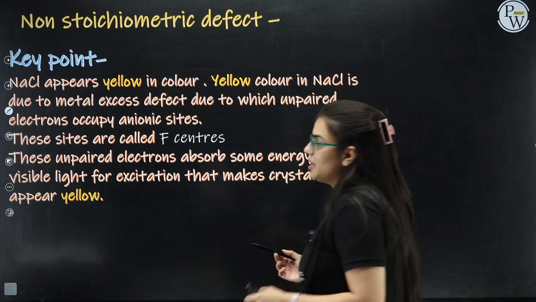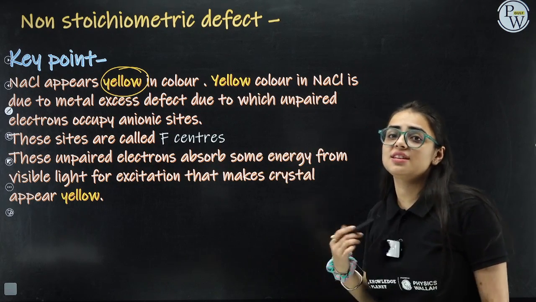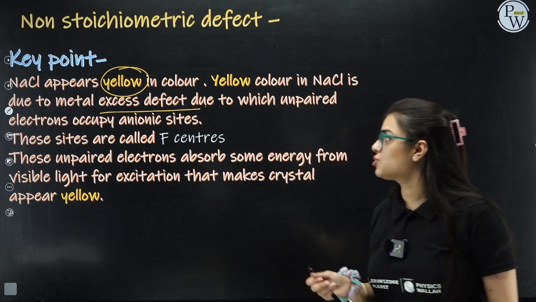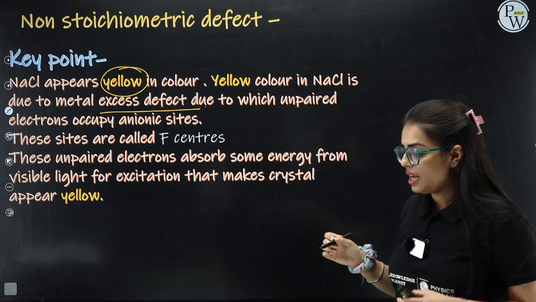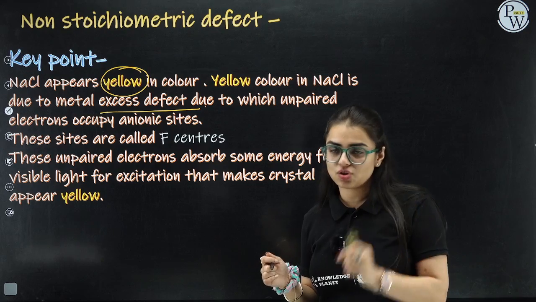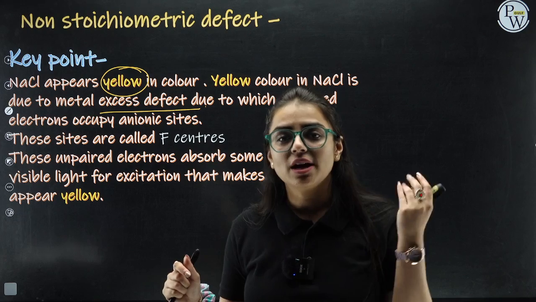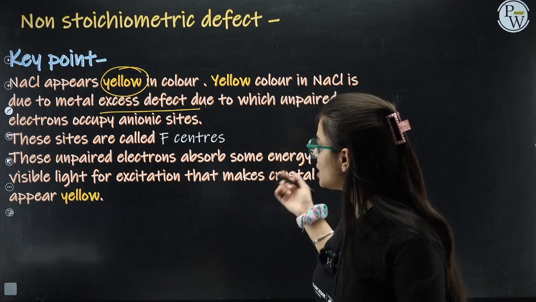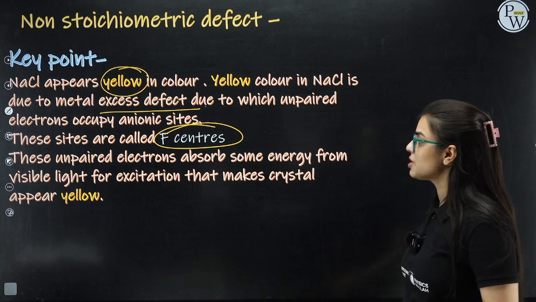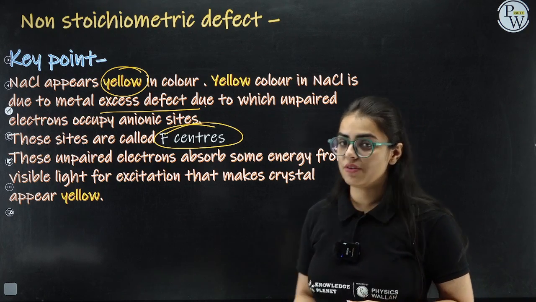Key point is basically that NaCl appears yellow in color. Yellow color in NaCl is due to metal excess defect. Why? Due to metal excess defect, unpaired electrons occupy the anionic site. When there is a metal excess defect, an unpaired electron comes to the F center. When it comes to the F center, it will impart some color. So that's why these are yellow in color, and those sites are F centers. These unpaired electrons absorb some energy from the visible light for excitation that makes the crystal appear yellow. So it is a very, very important part.